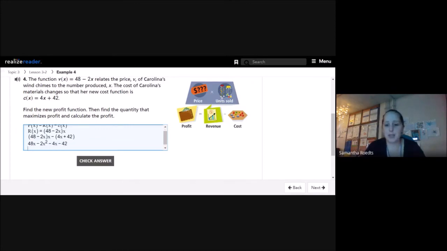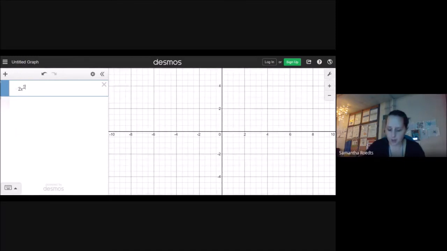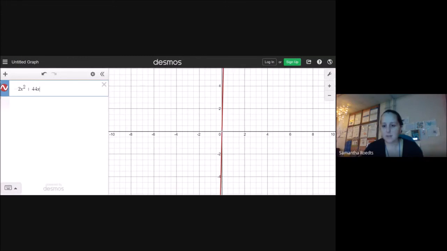Combining like terms, I get negative 2x squared plus 44x minus 42. Okay. So when I graph it on my graphing calculator, I have negative 2x squared plus 44x minus 42.